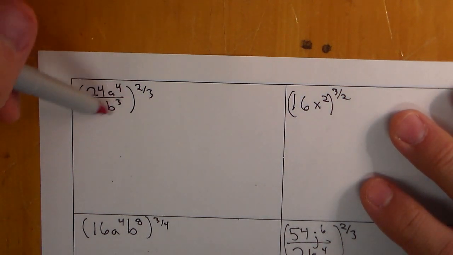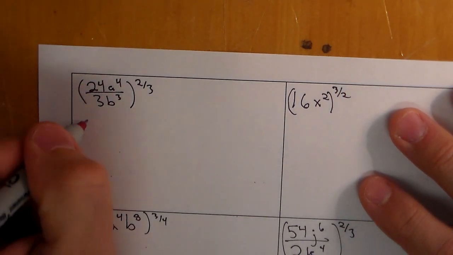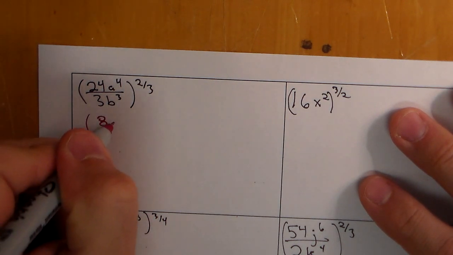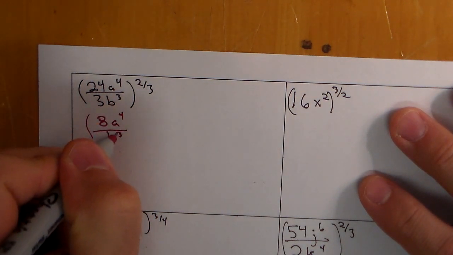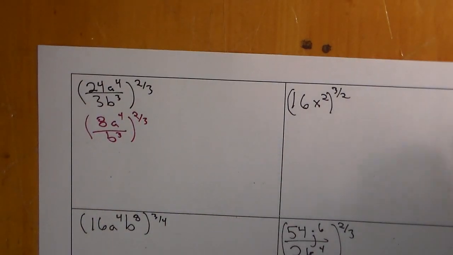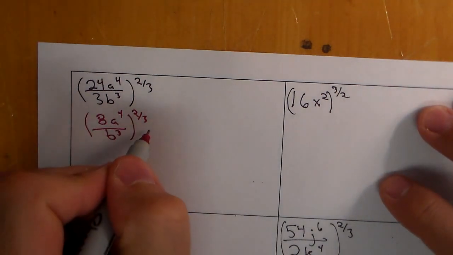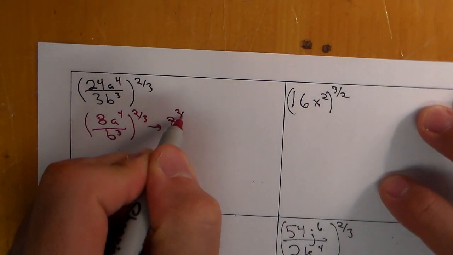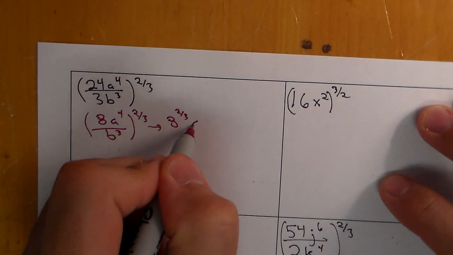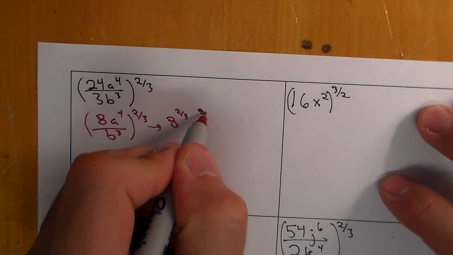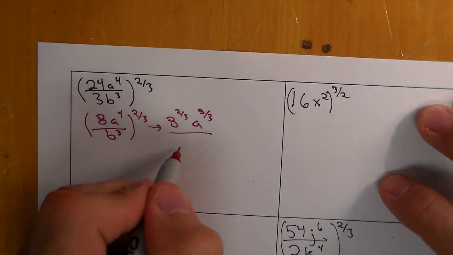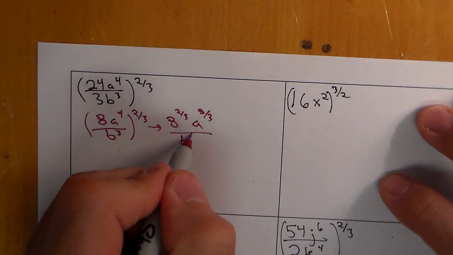First thing I want to look at is, can I simplify anything inside the parentheses first? And I can do 24 over 3, which gives me 8, a to the 4th, b to the 3rd, and that's all to the 2/3 power. Makes it a little bit nicer. So from here, this time, let's leave it in, let's distribute in, multiply in the 2/3 and see what that does for us. So we get 8 to the 2/3, we get a to the 8/3 by multiplying, and we get b to the 6/3.